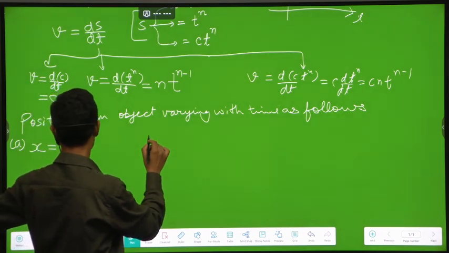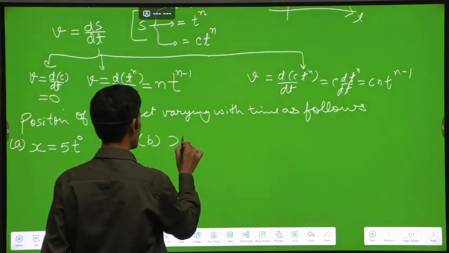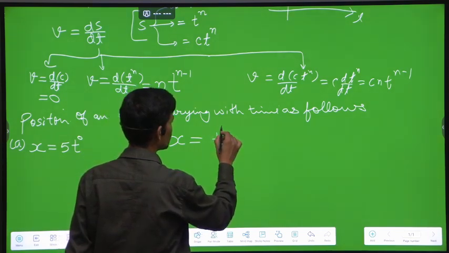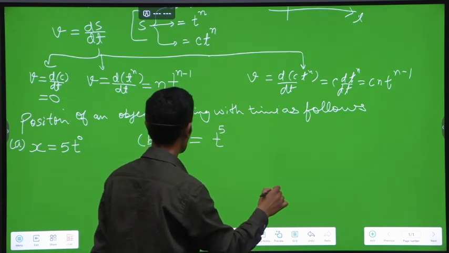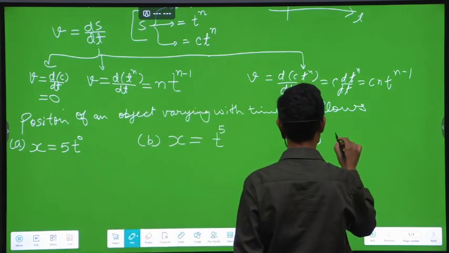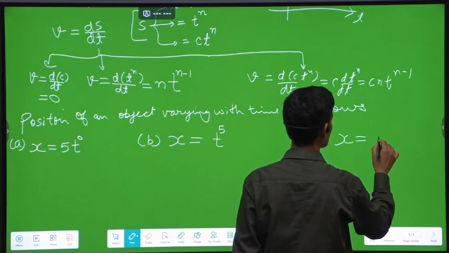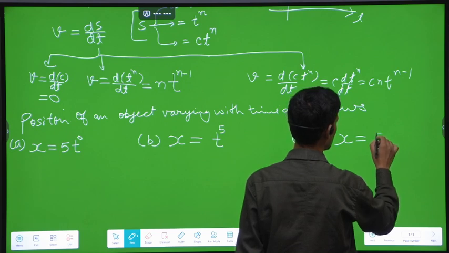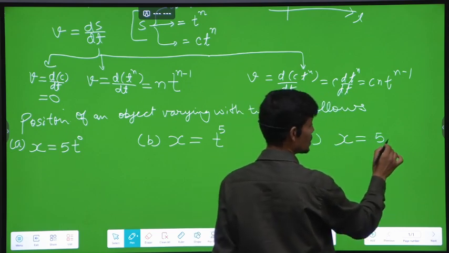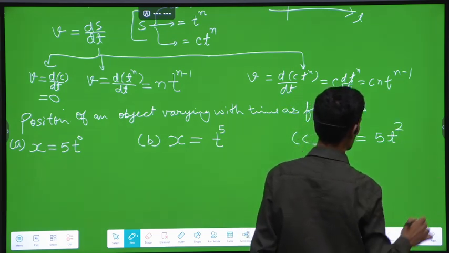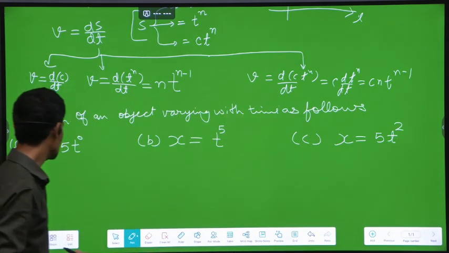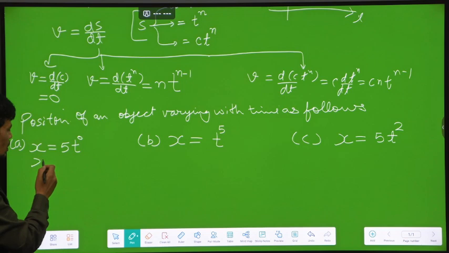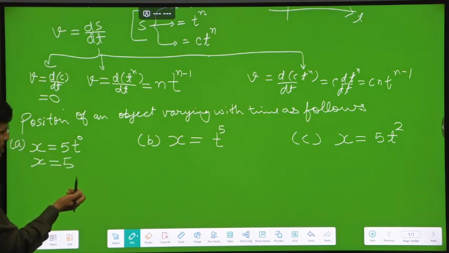Second question, x is equal to t to the power 5, and c, x is equal to some constant 5. I have chosen it purposely, t square. Now in this case, actually it is not depending upon time, it's a constant.